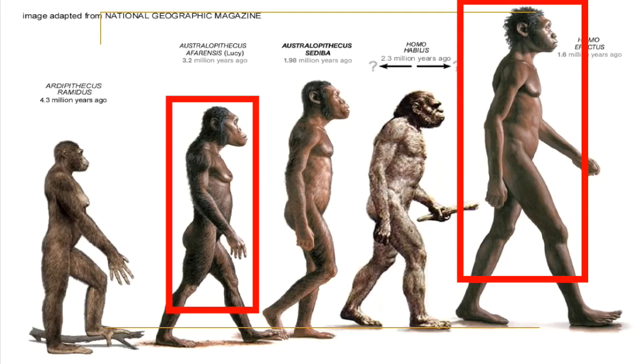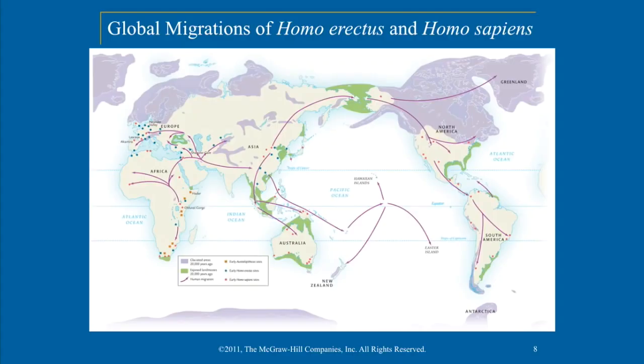There's a picture of Homo erectus. You can see the difference between Lucy. Now here's a map of the world showing the global migrations of Homo erectus and Homo sapiens. First off, people came from this area of East Africa, like right where the box just dropped. People then started to move as Homo erectus and Homo sapiens up north through northern Africa into parts of the Middle East, we would call today.